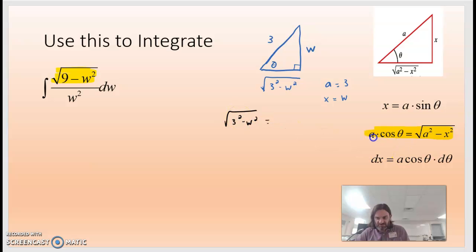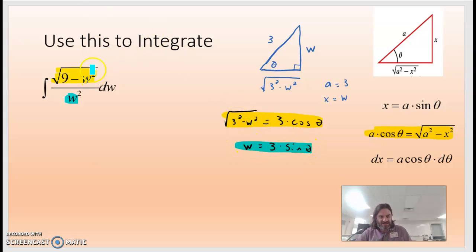Would equal a, which is 3, times the cosine of theta. So I'm going to be able to replace that top part with 3 cosine theta. Okay, what else do I see in here? I see this w in the bottom, which from over here, x is w, so we'll be able to say w equals a sine, so that's 3 times sine of theta.